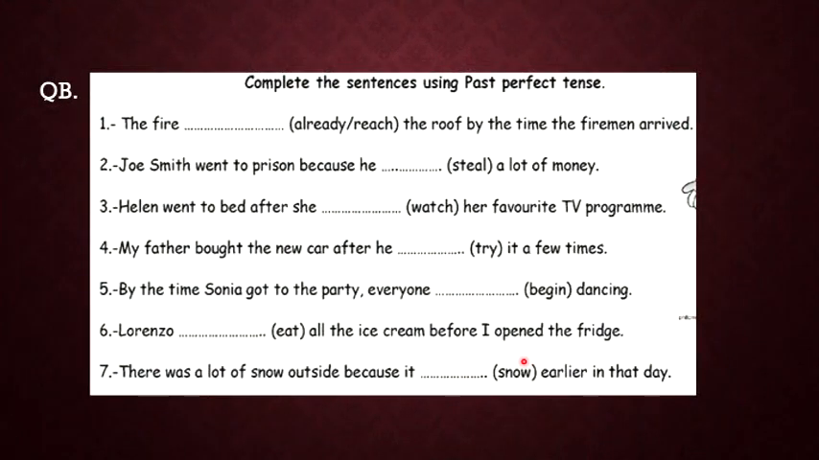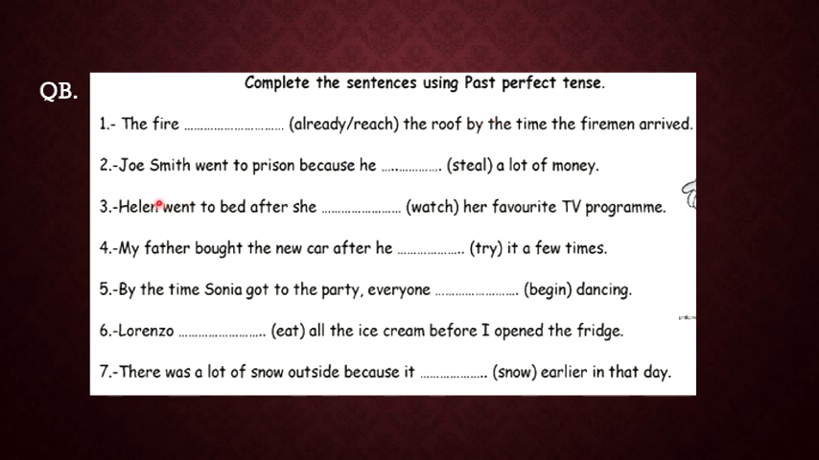Now let us see this. Complete the sentences using past perfect tense. Again, now we know that we have to use past perfect tense, so it becomes simpler for us. But read the full sentence to understand how we relate when two actions happen together. Like number 1, the fire dash already reached the roof by the time the firemen arrived. That means the action of firemen arriving happened later on.